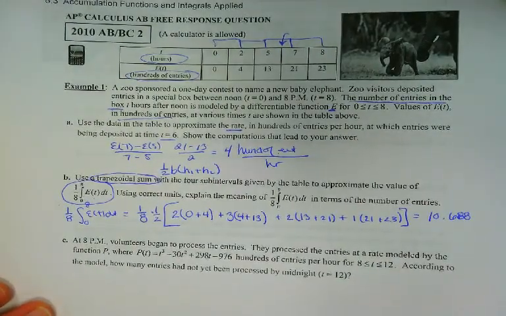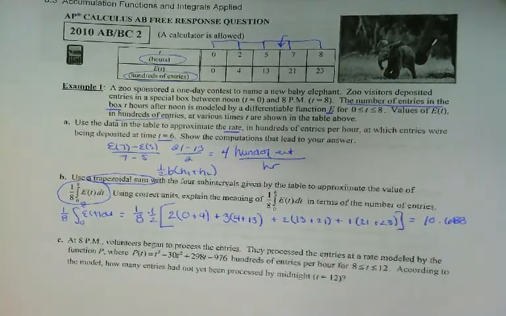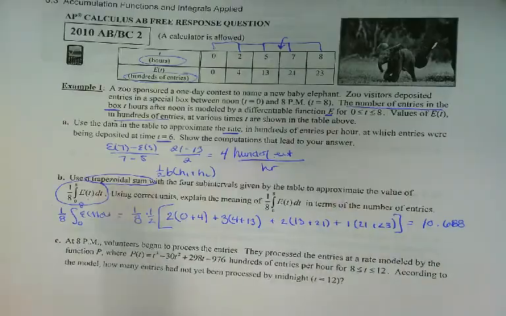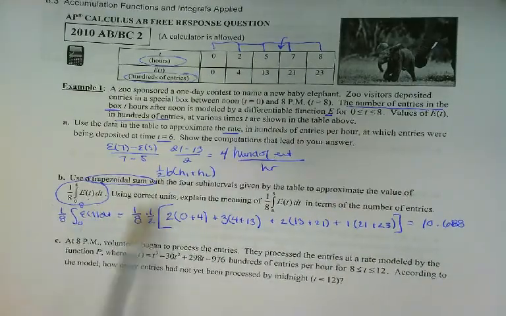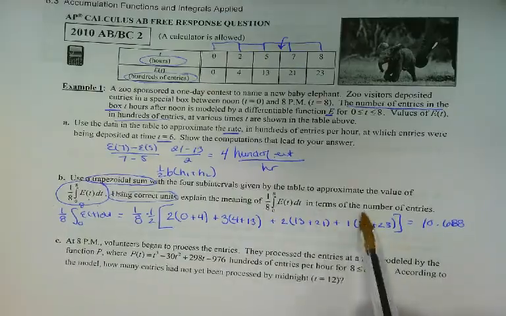And then Christian, was yours just, if you divided by 8, did it work out? Beautiful. Okay, so I think the math part is fairly straightforward there. Using the trapezoidal sum with 4 subintervals, approximate this. Now, using correct units, explain the meaning in terms of the number of entries.